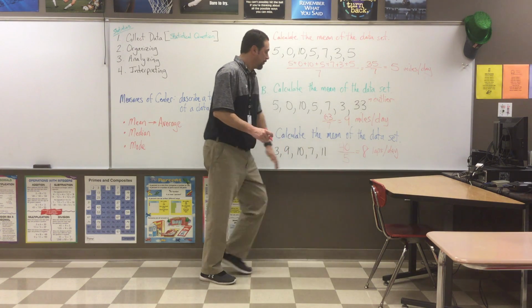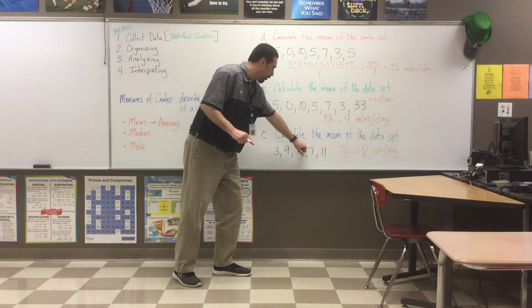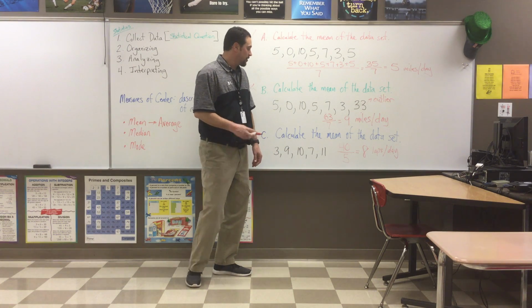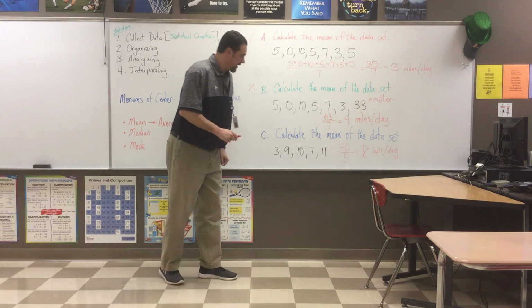Now, is 8 a pretty good number to describe this data set? Yeah, 8 is pretty close to all the numbers in my data set. All right, so I would say that mean would be a good measure of center to use in this example.